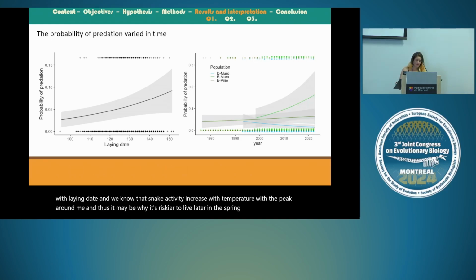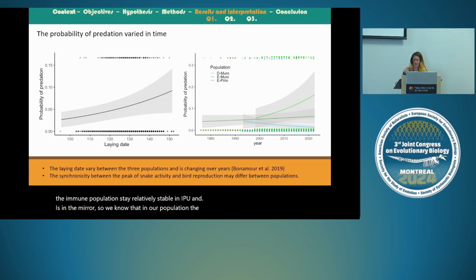We also looked at temporal variation through the years and found that the probability of predation increases in the E. muro population, stays relatively stable in E. perio, and decreases in D. muro. So we know that in our populations, the mean laying date varies between the populations, but also that this laying date is changing through time in our study systems. Thus, the differences in these relations may be caused by variation in the synchronicity between snake activity and bird reproduction that differ between our populations and through time.